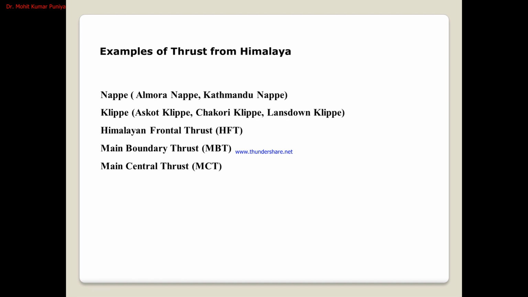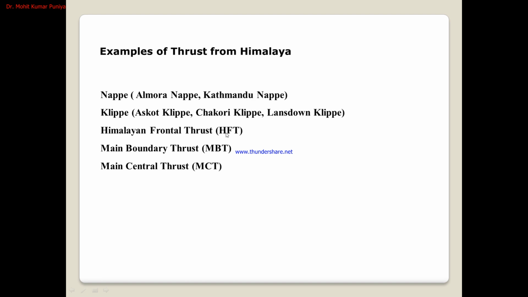So the first example is all the nappes, those situated over the lesser Himalaya in the form of crystalline rock. These are the thrust examples. They are thrusted from the higher Himalaya through MCT and STDS during 20 plus minus 3 Ma, million years. Okay, so Almora Nappe is the largest nappe situated in the northwest Himalaya. Another example is Kathmandu Nappe. Then klippes: Askot Klippe, Chakori Klippe, and Lansdowne Klippe. All these three klippes are basically situated in Kumaon and Garhwal Himalaya.